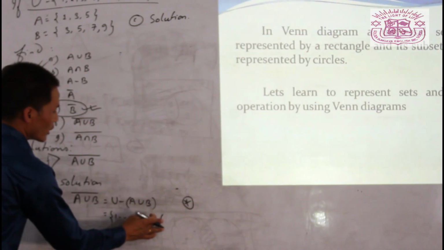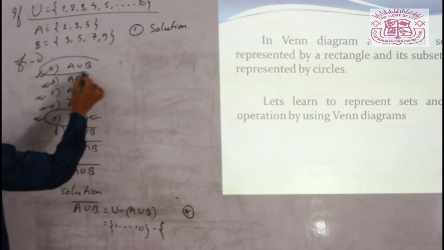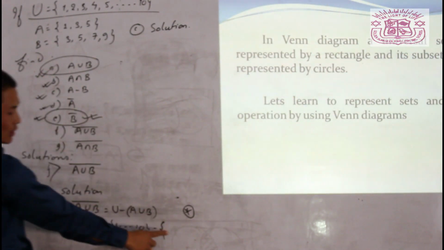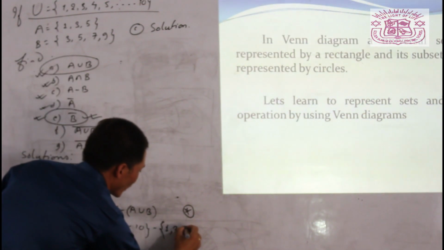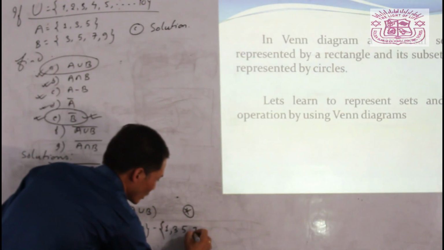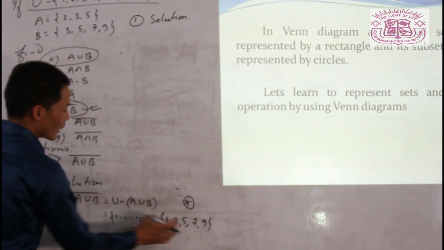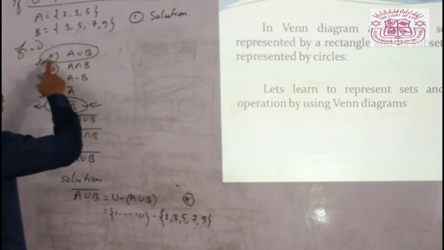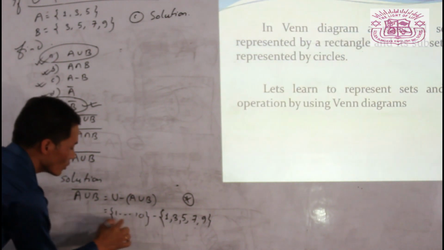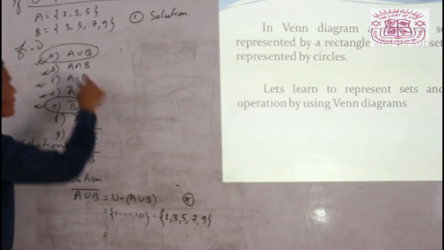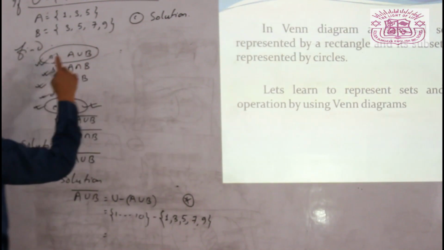And A union B, we have solved here. From question number A you can take the elements of A and B, and that was 1, 3, 5, 7 and 9. I have taken all these elements from question number A, and you may have noticed that. So 1 to 10 are the elements in the universal set, and 1, 3, 5, 7, 9 are the elements in set A and B.